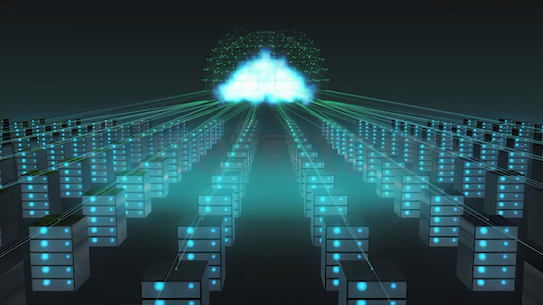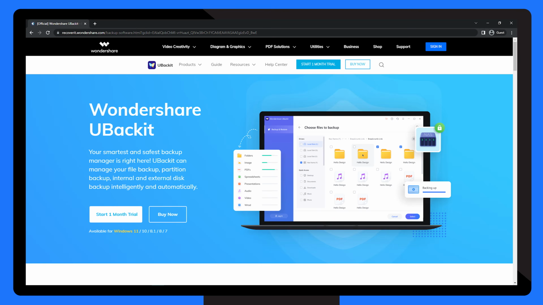Next, we need to choose the right backup method. There are several ways to create a backup of your data, such as using an external hard drive, a cloud-based storage service, or specialized backup software like Wondershare UBackit. So choose the method that works best for you and your needs.